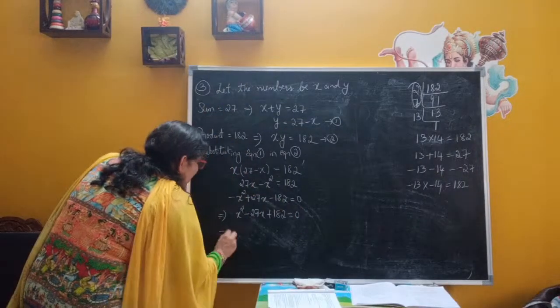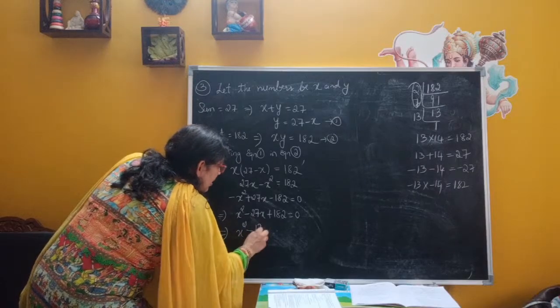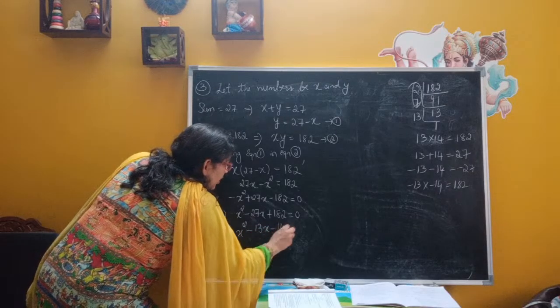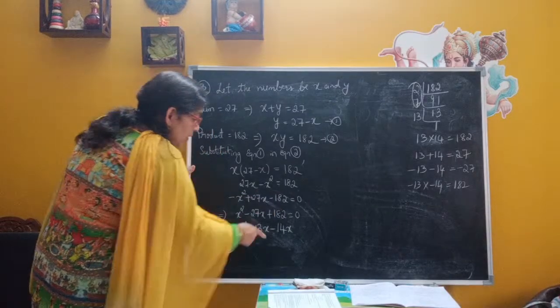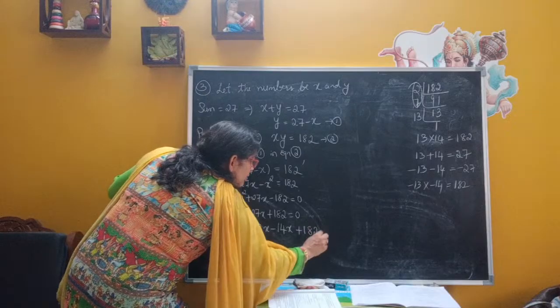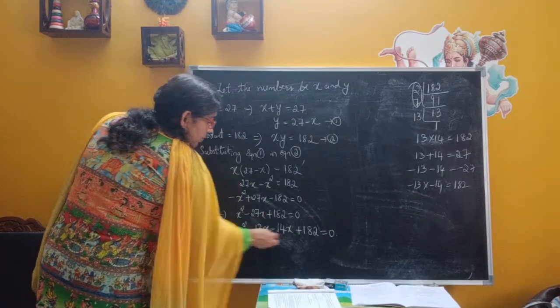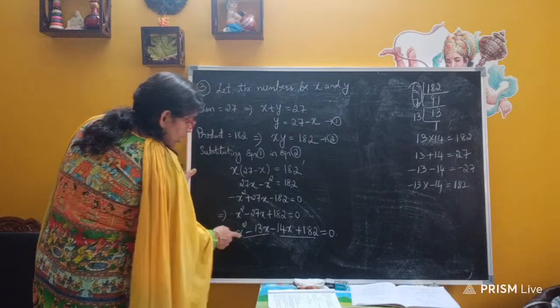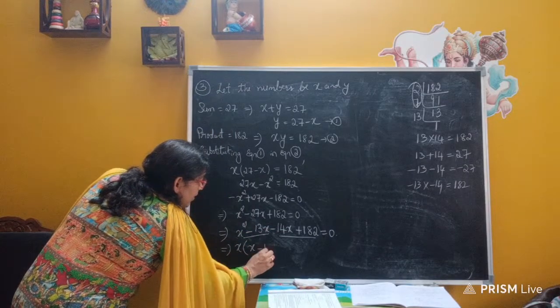So let us write this as x square minus 13x minus 14x. 13, 14 either way, you can write. Okay, minus 13x minus 14x plus 182 is equal to 0. Which is common, group them now. Which is the common factor? Here x is the common factor. So x into x minus 13.